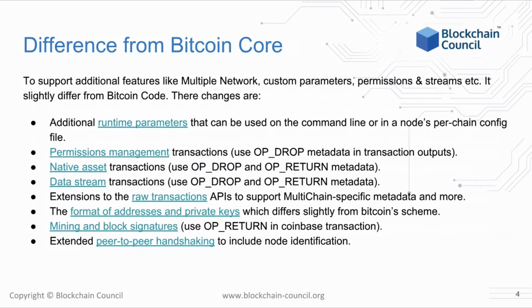Since we already know the similarities, let us look at the differences between MultiChain and Bitcoin Core. To support additional features, they naturally have to allow certain additional rules, or let us say additional modifications in the Bitcoin Core. These additional runtime parameters can be used for the command line, or even in the node's per chain configuration file. Now, the permissions management system, which we had already talked about, is a very good addition, including native asset transactions, data streams, and extension to the raw transactions API.